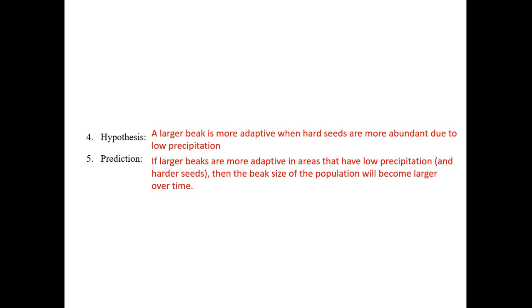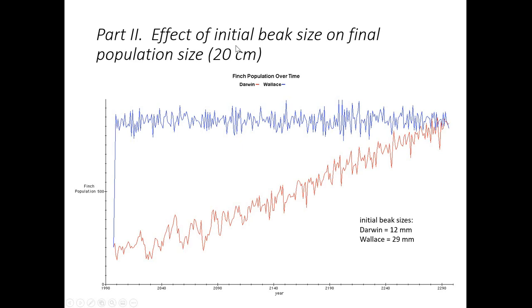In part 2, we're going to look at the effect of the initial beak size on the final population size. Here, we're going to input 2 different initial beak sizes on the different islands. On Darwin Island, our initial beak size will be 12, and on Wallis, our initial beak size will be 29. Then we're going to look at how this affects the finch population over time on these 2 islands, considering that we have 20 centimeters of precipitation on both islands.